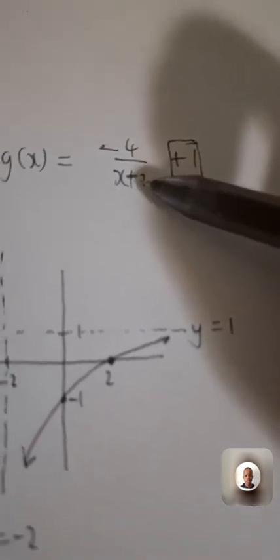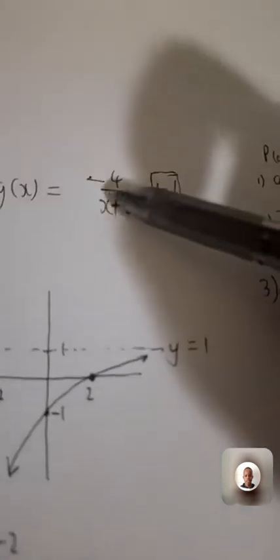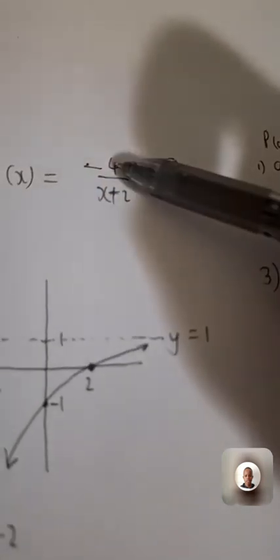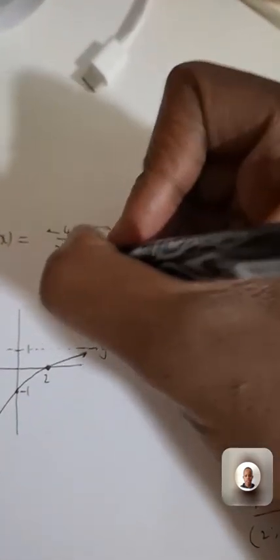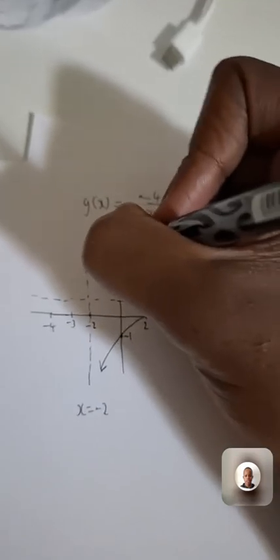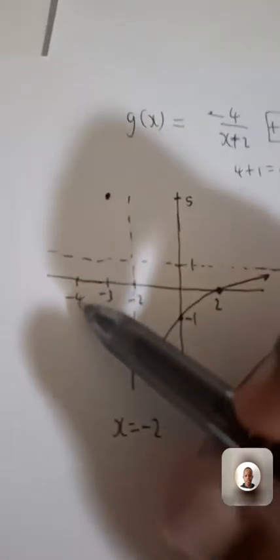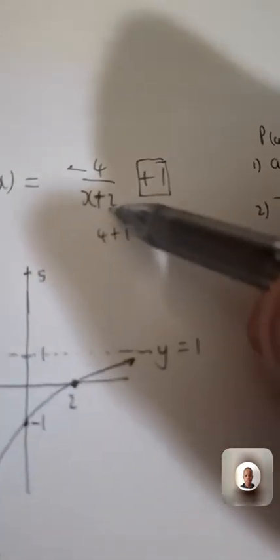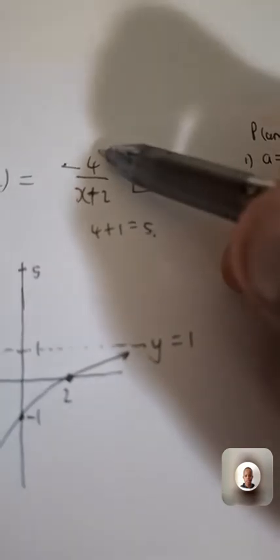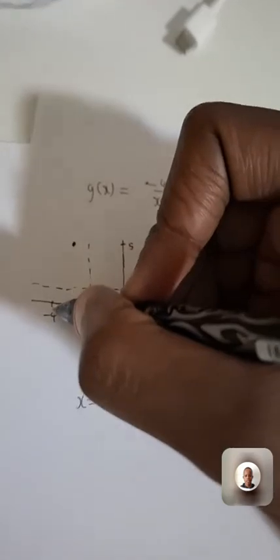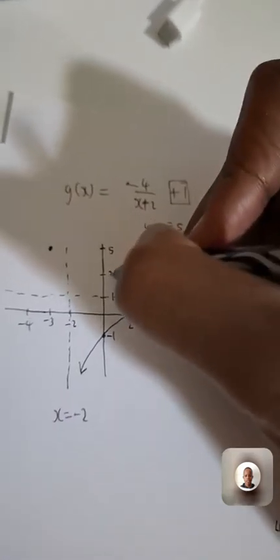Sketch through those points. So if I substitute -3, -3 plus 2 is -1, -4 divided by -1 gives you +4, plus 1 gives you 5. So that means our corresponding y value is 5 when x is -3. Then what about -4? -4 plus 2 is -2. -4 divided by -2 gives you +2, and 2 plus 1 is 3. So when x is -4, y is +3.